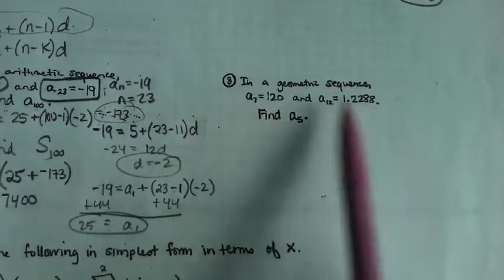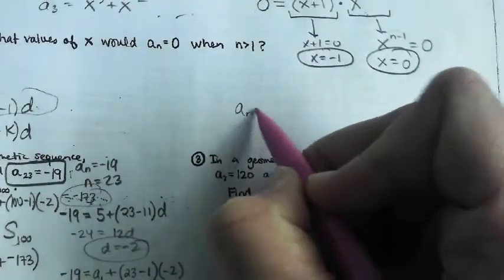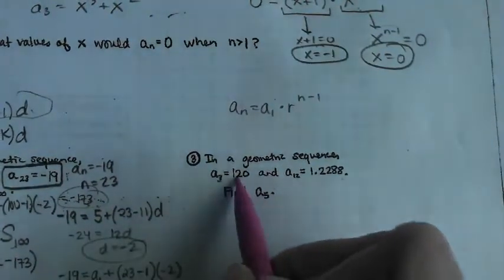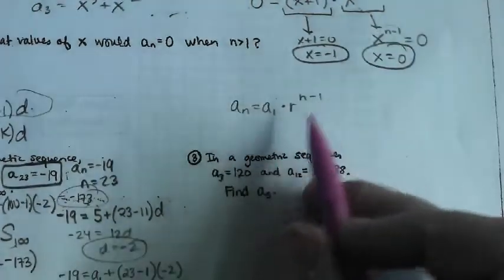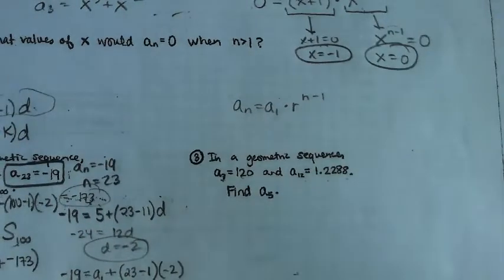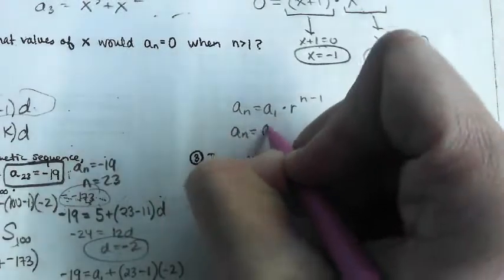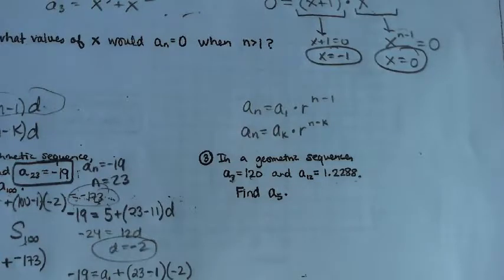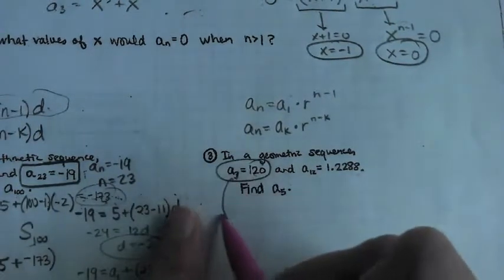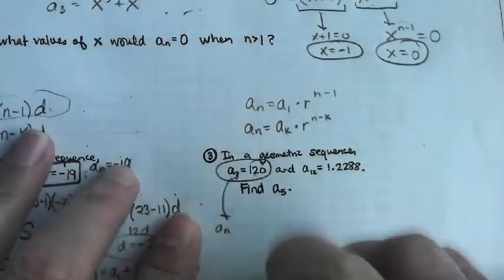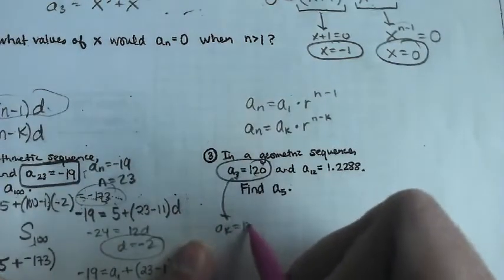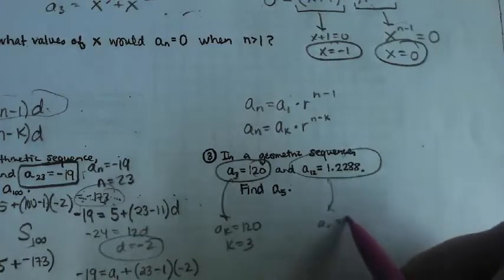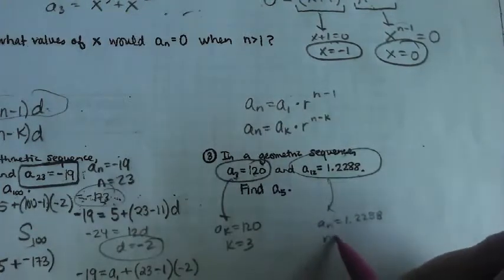The same kind of thing here, but with geometric, where in the geometric sequence formula that you're given this. But this one is giving you the 3rd term and the 12th term, which makes this sequence formula not very useful. But if you change your 1's to k's, which you'll have to know to do on your own, you'll be good. So in this case, it's going to be my k because it's a smaller number. A sub k is 120, which means k is 3 for the 3rd term. And over here, a sub n is 1.2288, and n is your 12th term.